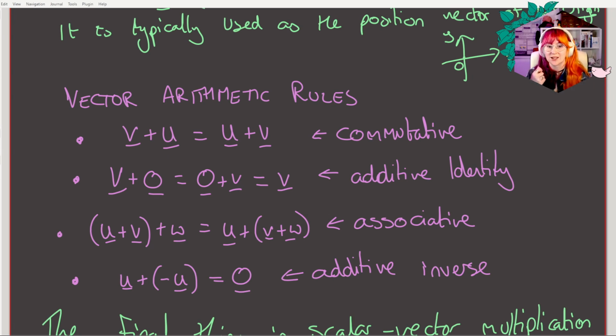Identity function being, I apply this function, I add 0 in this case, and I get the same thing back. It doesn't do anything to what I have. The inverse then is I am undoing the thing that I have. So u plus the minus u gets you 0.